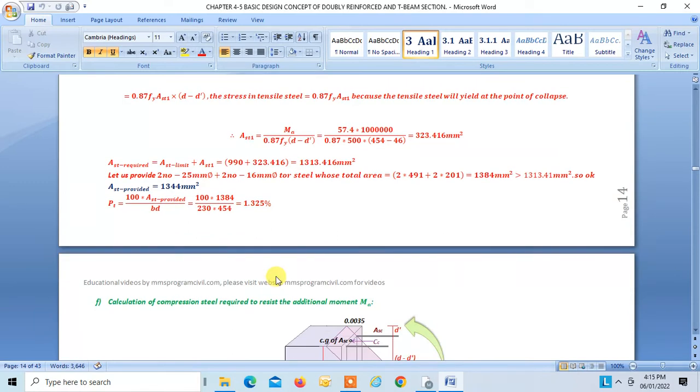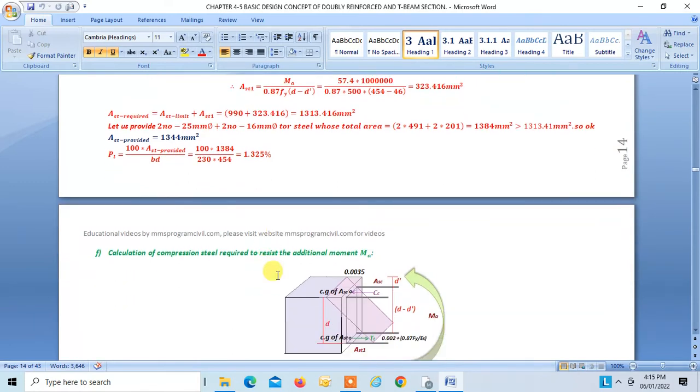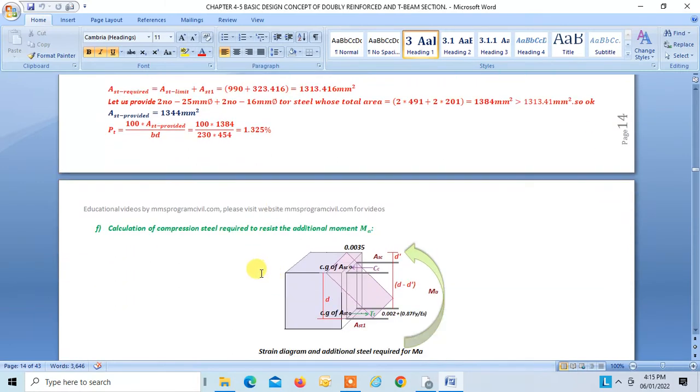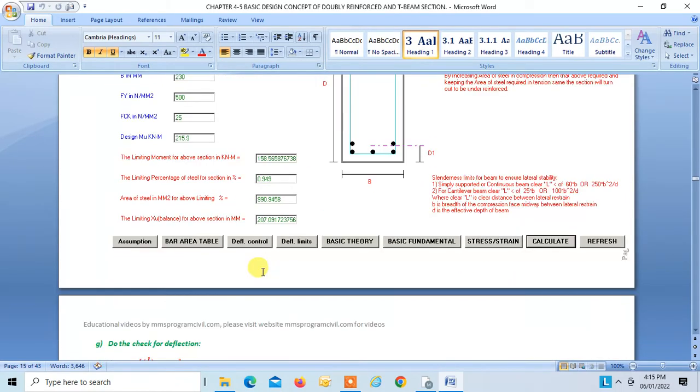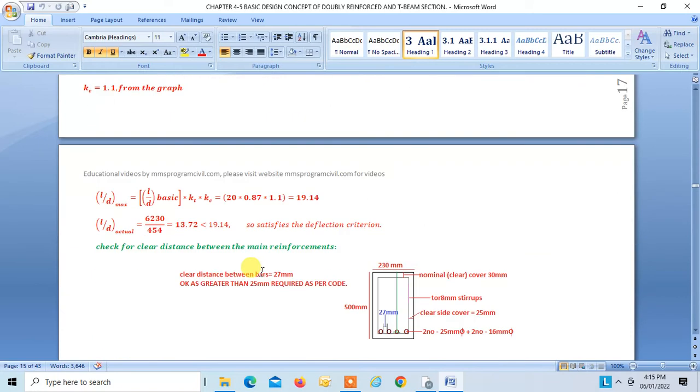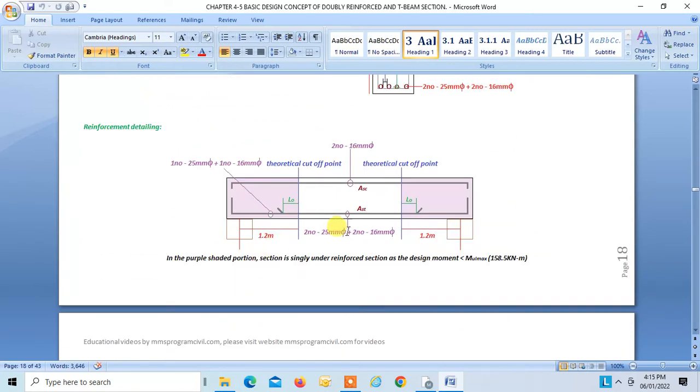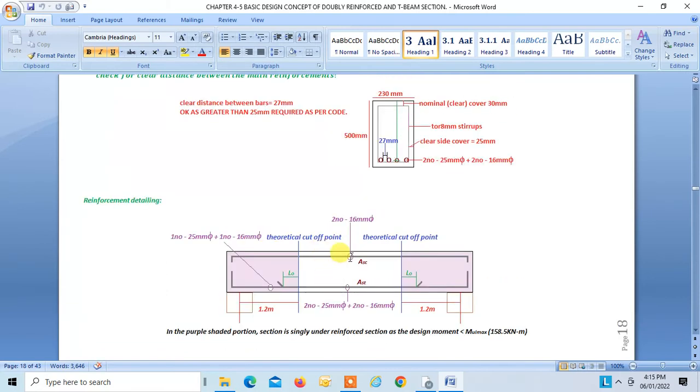So now the next step is, first let me show you the design in which we have provided two numbers of 25 mm dia bars and two numbers of 16 mm dia bars at the midspan over here, because we are calculating the steel for the moment at the midspan. So this is steel required at the midspan.